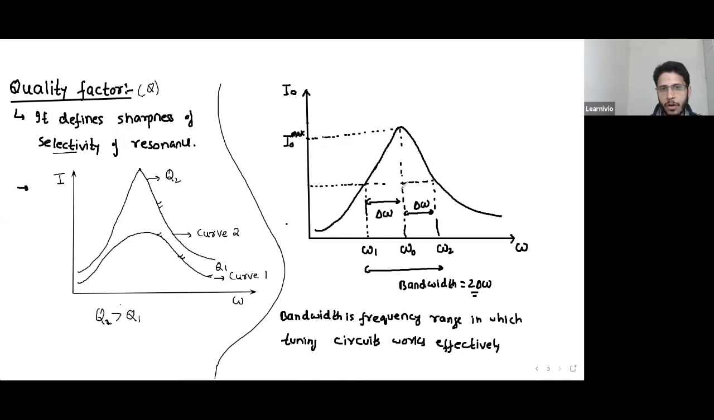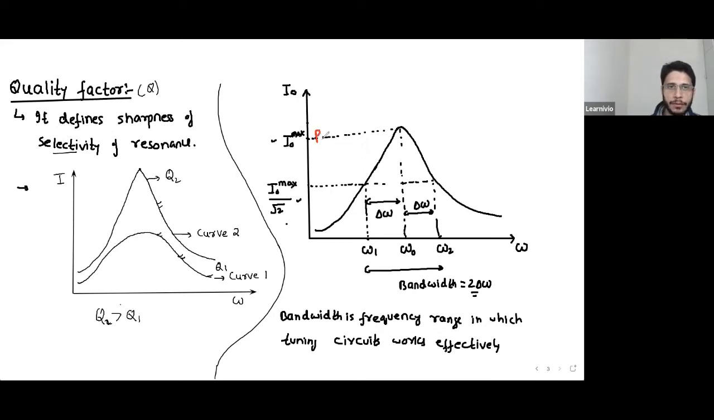See, corresponding to omega naught, your current is I naught max. But corresponding to these omega 1 and omega 2 frequencies, your current is I naught max divided by root 2. I cannot prove why at frequency omega 1 your current is I naught max by root 2. It's not a part of your syllabus. But we will use this as a fact in a few derivations and numericals. So remember that corresponding to frequency omega naught, your current is maximum. But if your frequency is omega 1 or omega 2, which is basically the bandwidth, your current is 1 by root 2 times the maximum value.